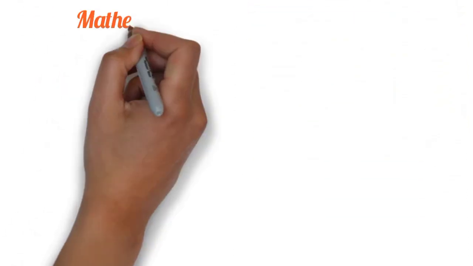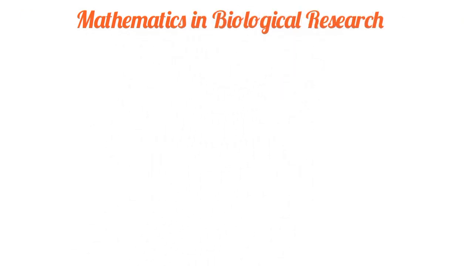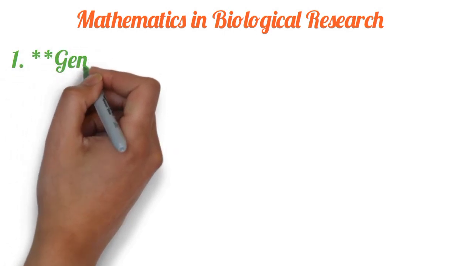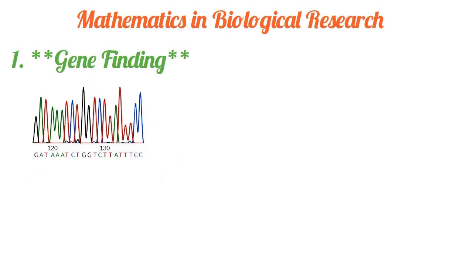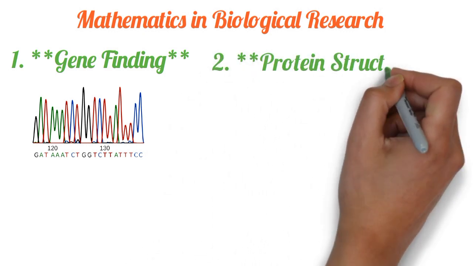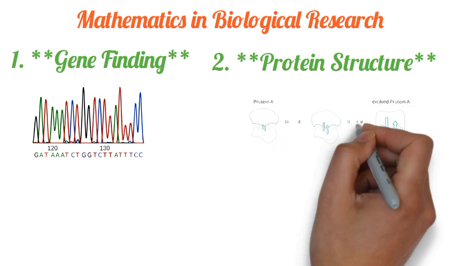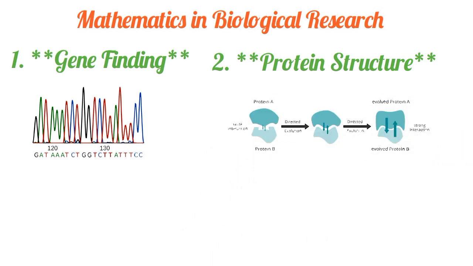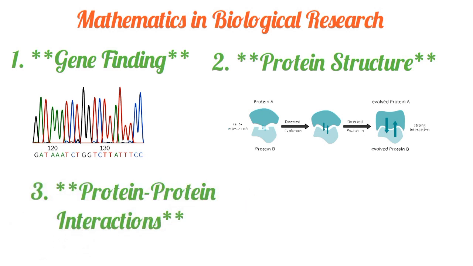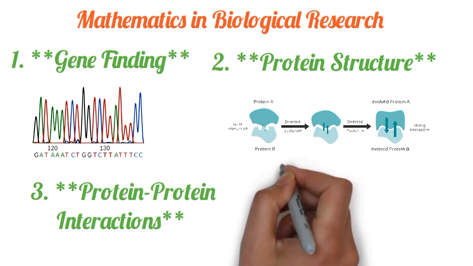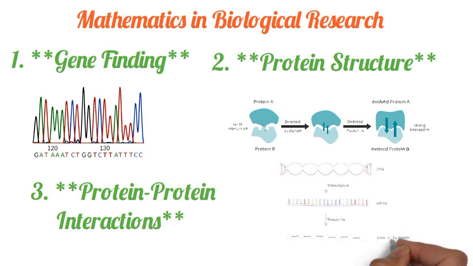Mathematics and biological research. Mathematics plays an integral role in solving biological problems. Here are some examples of how mathematics is applied in biology. 1. Gene finding. Mathematical algorithms are used to identify genes within DNA sequences. 2. Protein structure. Mathematical models and simulations help determine the three-dimensional structure of proteins. 3. Protein-protein interactions. Mathematical modeling can predict and analyze interactions between proteins and biological systems.